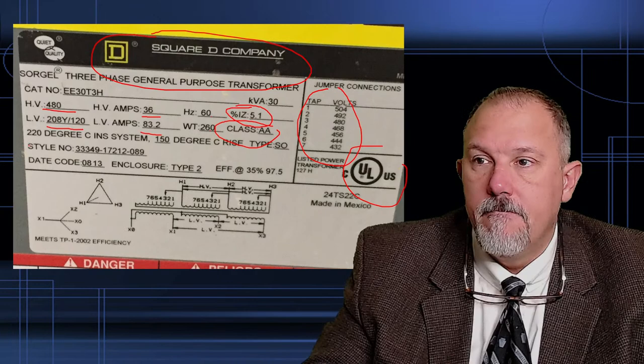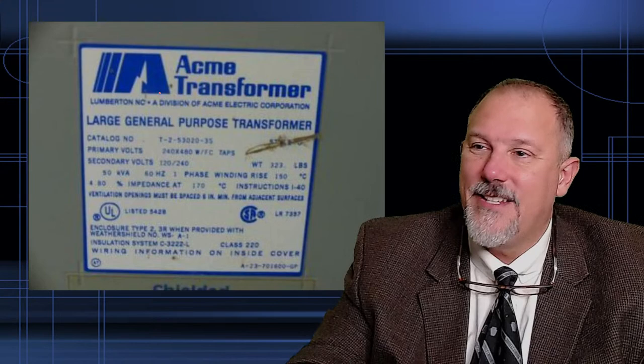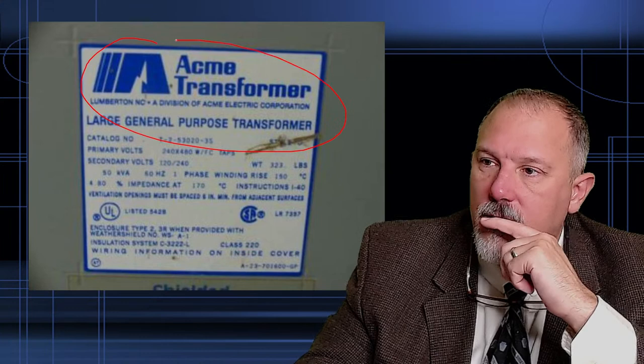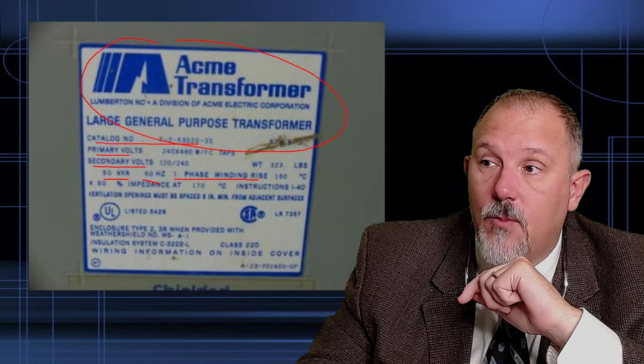We got the configuration. All right, so this is another one. I was in a lab and I found this transformer, so I took a picture of it. Acme transformer. I can just see Wile E. Coyote. I've got the manufacturer, their catalog number, primary volts, secondary volts. This is a 50 kVA transformer, 60 hertz, single phase, winding rise.